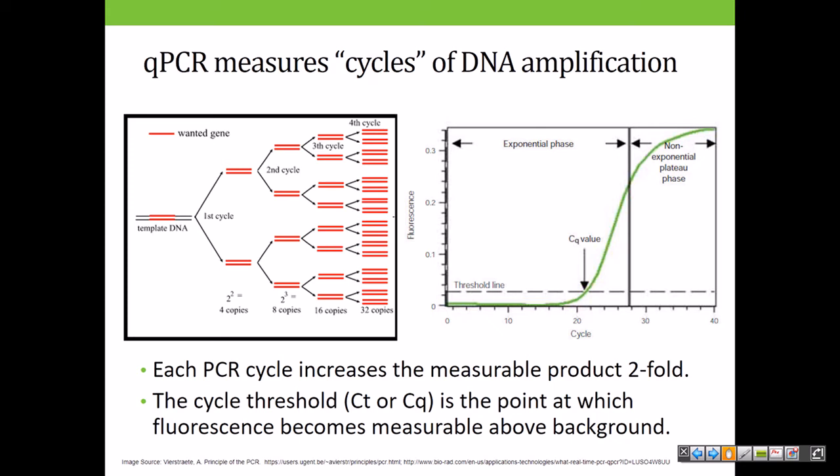If you think about it, if you don't have a lot of DNA, you're going to have to cycle more and more and more just to get to that threshold. But if you have a lot of DNA, it's only going to take maybe a dozen or so cycles to get to that threshold, because all of your samples have to reach that threshold eventually if they can.